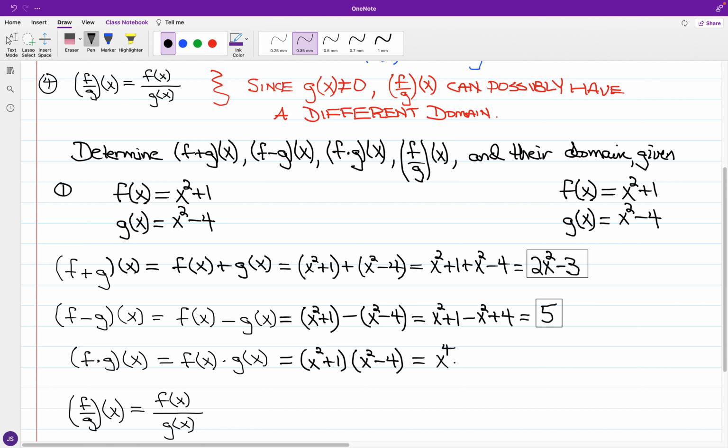Outside product, we have x squared times negative 4, so we have negative 4x squared. Inside product, we have 1 times x squared. And the last product, we have negative 4. Upon combining the like terms in the middle, for the product output we have x to the 4th minus 3x squared minus 4.